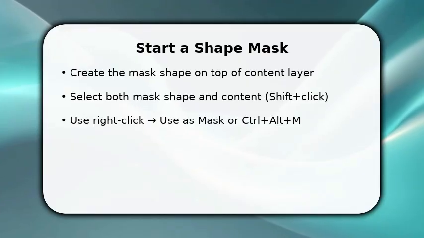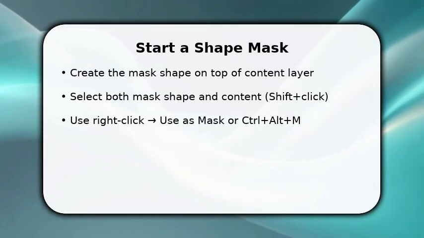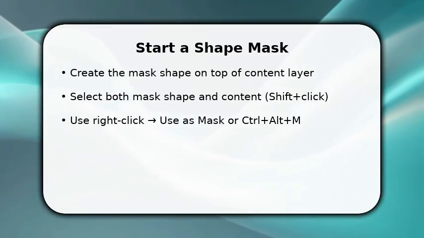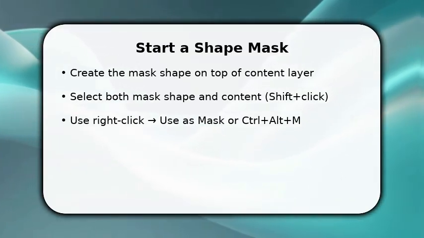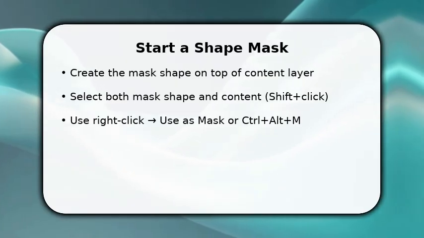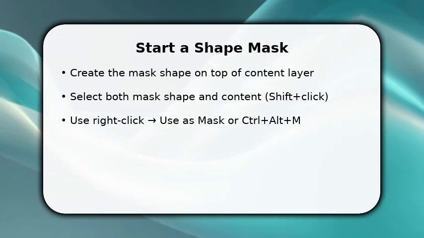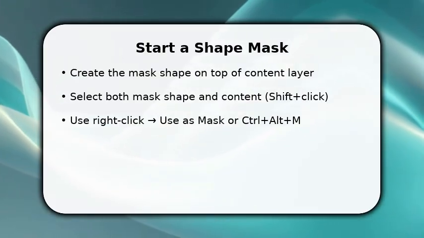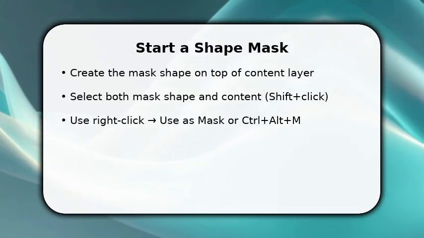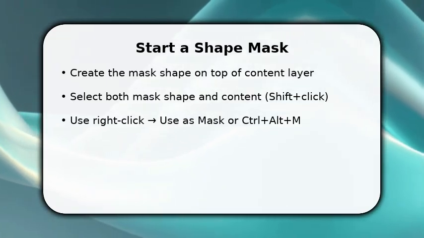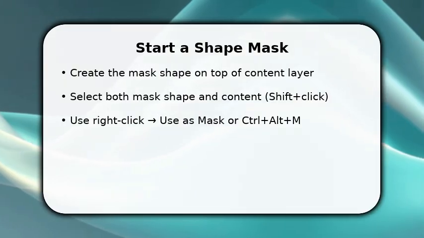Enjoy the video. You begin by drawing the precise mask shape on a layer above the artwork you want clipped. Once done, select the mask shape and the content together, hold Shift and click each layer. You then apply the mask using right-click, right arrow, Use as Mask, or the keyboard shortcut. This immediately clips the content to the shape. You should see the content confined to the shape bounds.